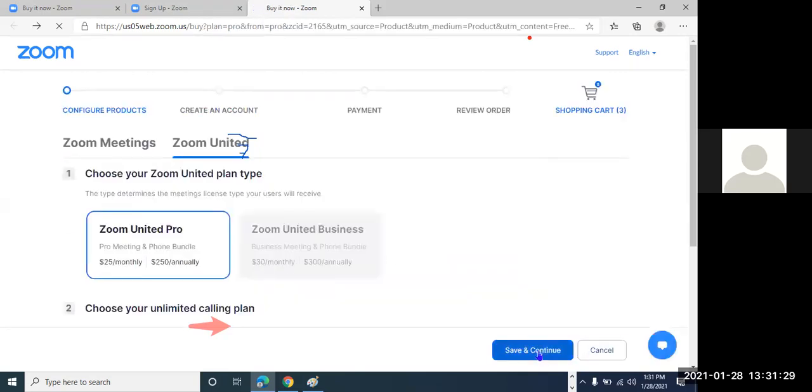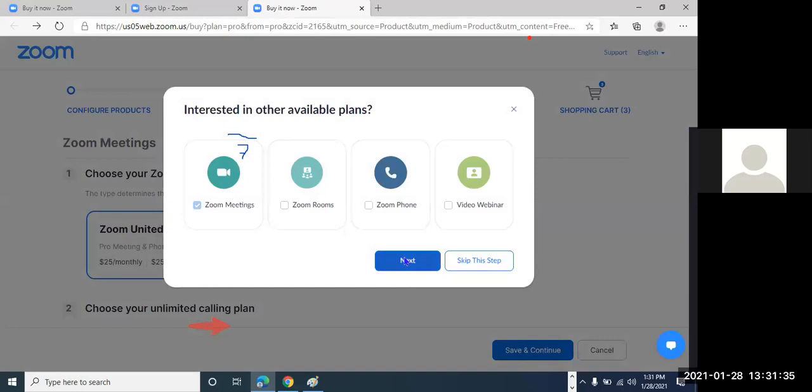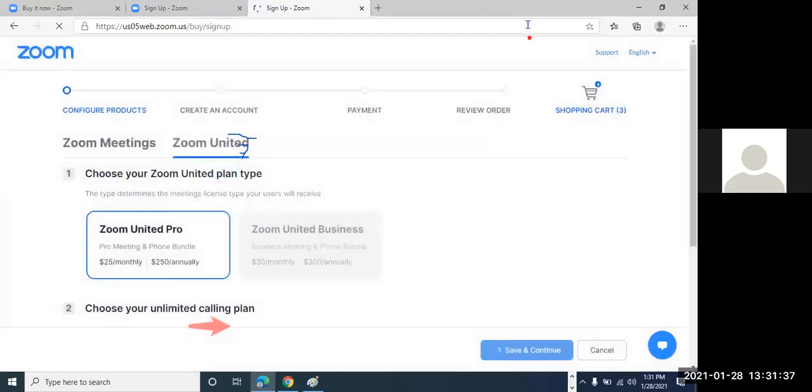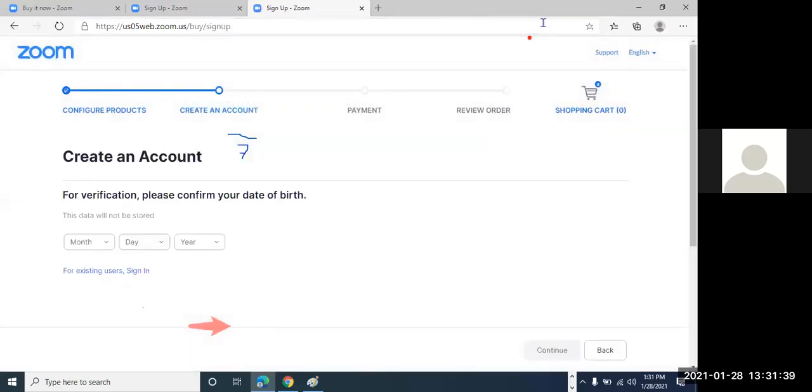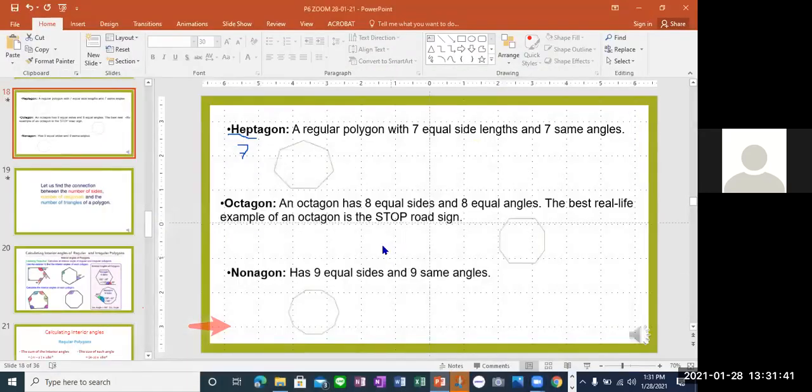I think teacher 1 is joining our class. I think she's there. Okay, so now let's continue. Sorry about that, I have to update the Zoom.